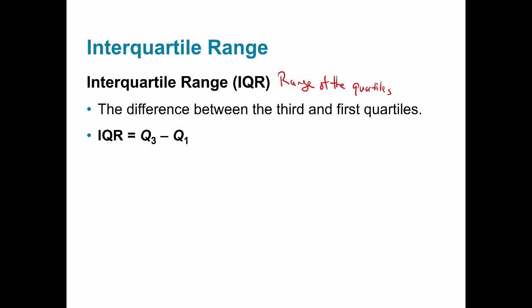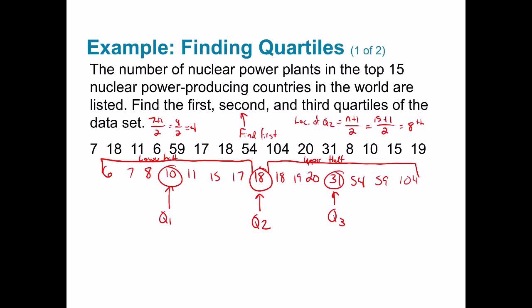So Q3 minus Q1. If we go back to this data set that we just looked at, and we want to find the interquartile range, we just take our value for Q3 minus our value for Q1. So in this case, our interquartile range is going to be 31 minus 10, which is 21. So what this is telling us is the number of power plants in the middle portion of the data set vary by at most 21.